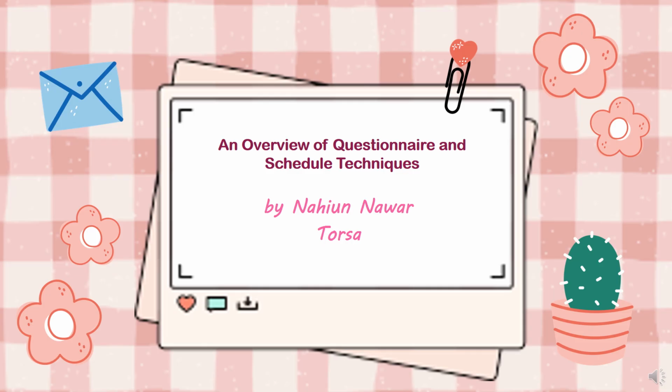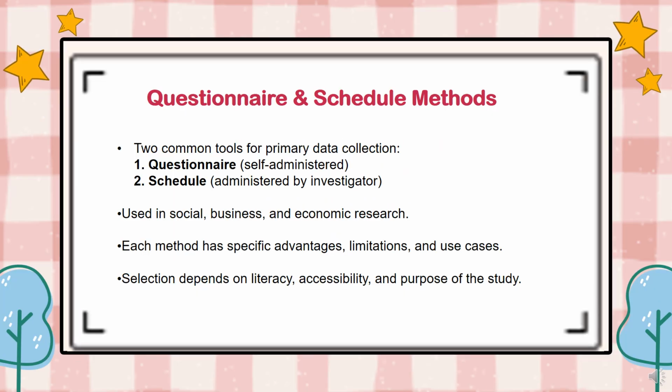In the questionnaire method, the respondent answers the questions on their own without the presence of a researcher. In contrast, the schedule method involves a trained investigator who presents the questions and records the answers directly. Choosing between these two methods depends on various factors such as literacy level of the population, geographic accessibility, and the nature or sensitivity of the topic. Let's now dive deeper into how each method works, starting with the questionnaire approach.